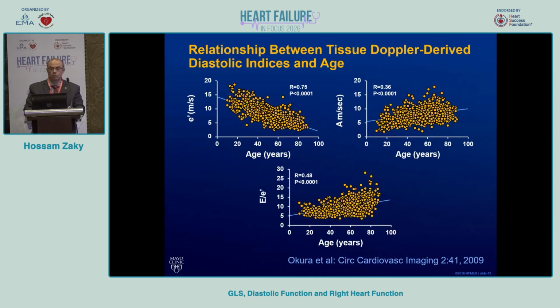Also, the relationship between tissue Doppler-derived diastolic indices and age. By the time you get older, your E prime will become smaller, your A will go higher, and your E/E prime ratio will go higher.